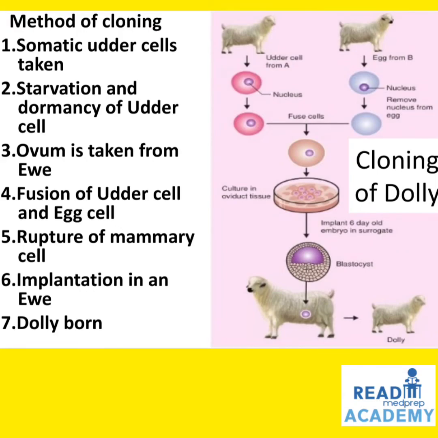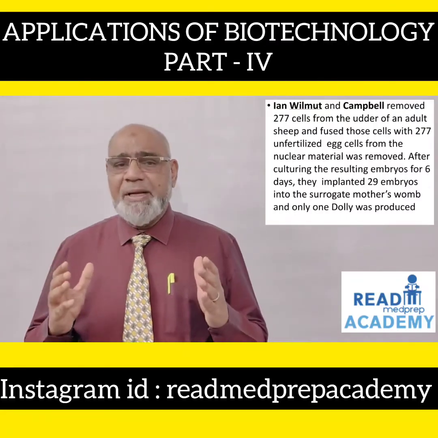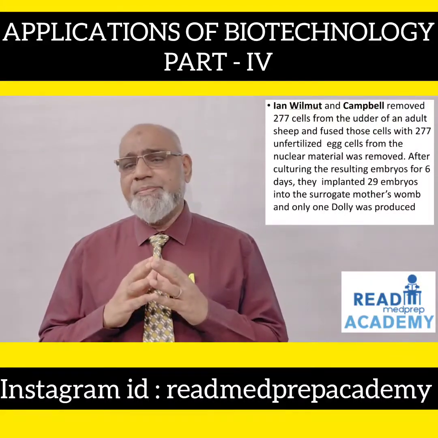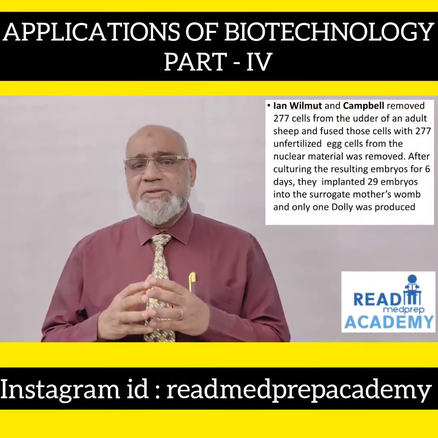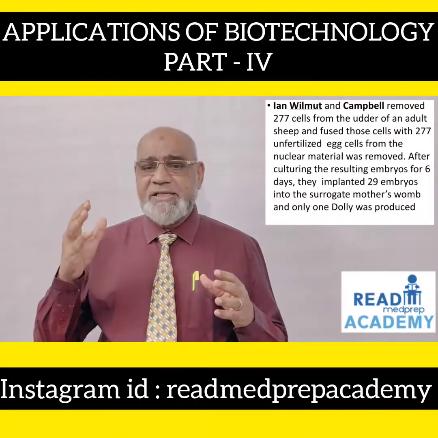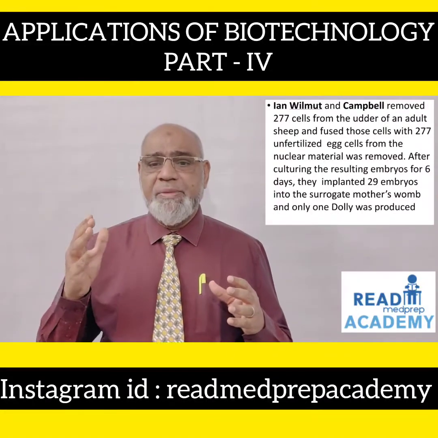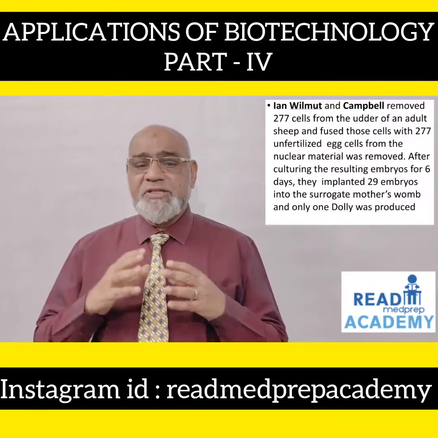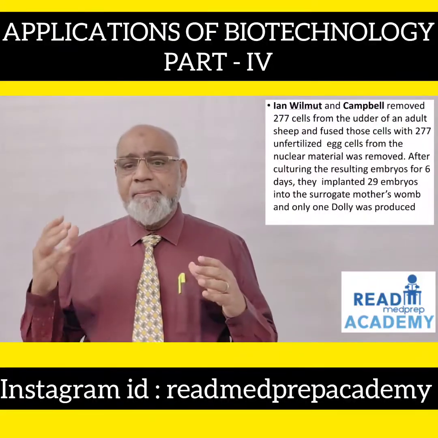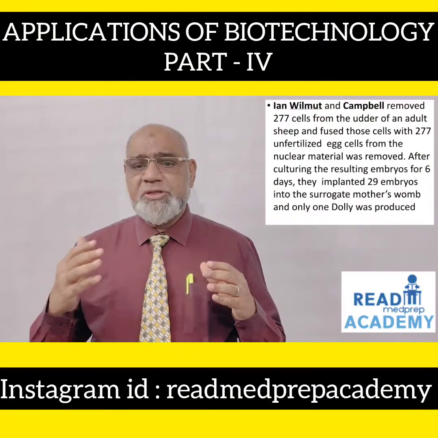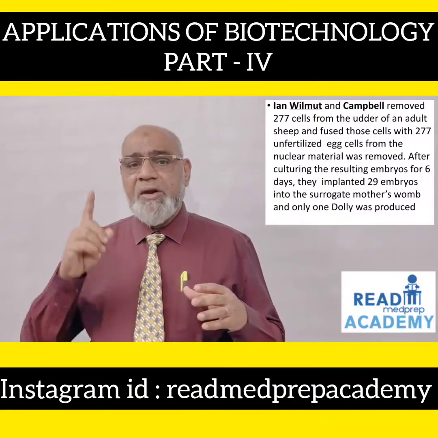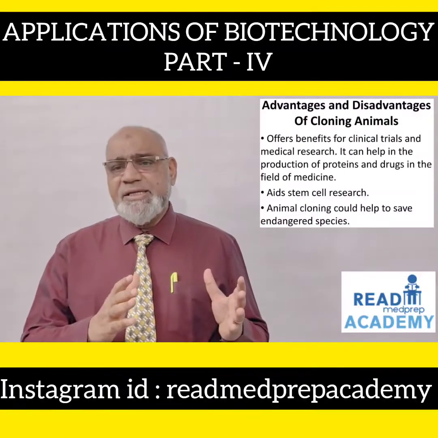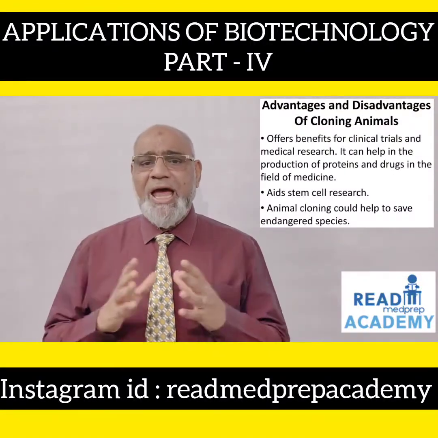Ian Wilmut and Campbell removed 277 cells from the udder of an adult sheep and fused those cells with 277 unfertilized egg cells from which the nuclear material was removed. After culturing the resulting embryos for 6 days, they implanted 29 embryos into surrogate mothers' wombs and only one, Dolly, was produced. What are the advantages and disadvantages of cloning animals?